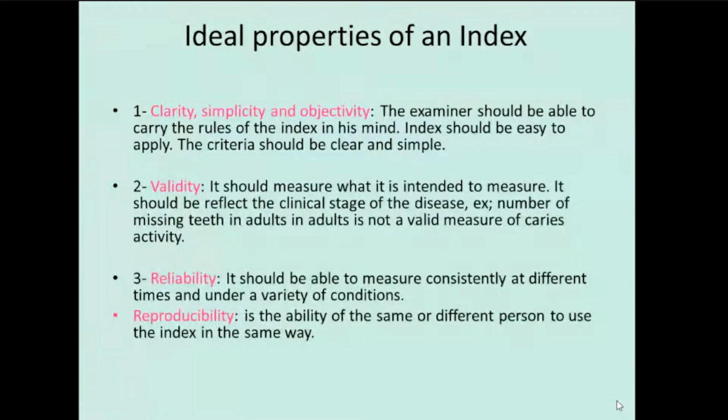The second one, it should measure what it is intended to measure. It should reflect the clinical stage of the disease. Example, number of missing teeth in adult and caries activity. The third thing is reliability. It should be able to measure consistently at different times and under a variety of conditions.